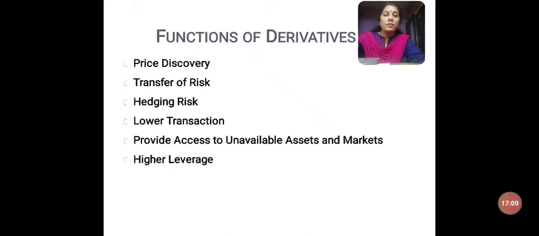Transfer of risk: A is transferring his risk to B. That means a low risk appetite person transfers his risk to a high risk appetite person.